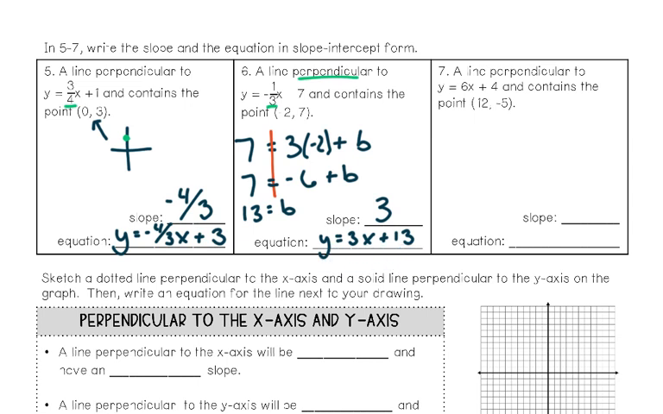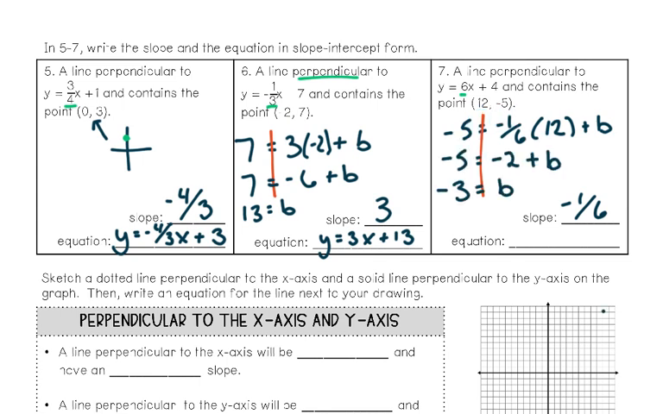Using these examples, see if you can do number 7 all by yourself and then press play when you're ready to check. The first thing you should do is identify the slope of the perpendicular line. The opposite reciprocal of 6 is -1/6. When we write our equation in slope-intercept form, we would plug in 12 for the x, -5 for the y, and then solve for the b. b equals -3, and b is our y-intercept. So the equation of the line would be y equals -1/6 x minus 3, and that line would be perpendicular to this one.